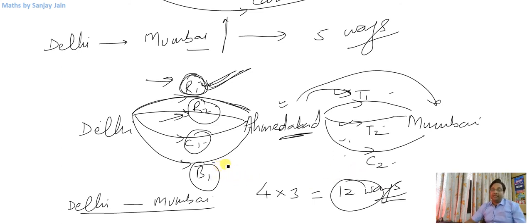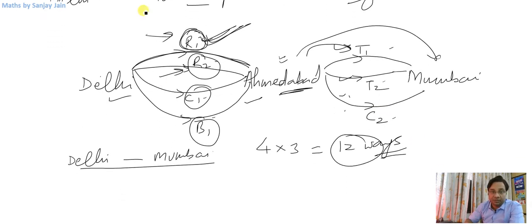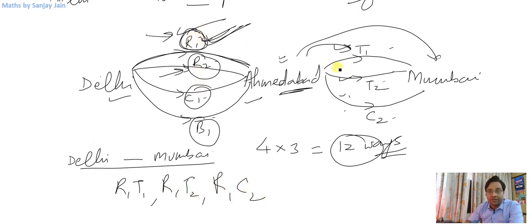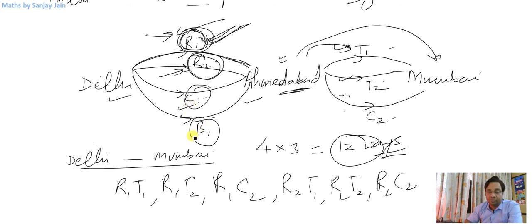So we multiplied number of ways of traveling from Delhi to Ahmedabad and number of ways of traveling from Ahmedabad to Mumbai. This is fundamental principle of counting. You can keep on counting it manually also. For example, one of the ways can be R1 T1, then R1 T2, R1 C2, right? These are the 3 possible scenarios when I go through R1. Now if I go through R2, so I'll have R2 T1, R2 T2, R2 C2, right? Similarly, 3 ways corresponding to this, 3 ways corresponding to this. So total 12 ways will be there.